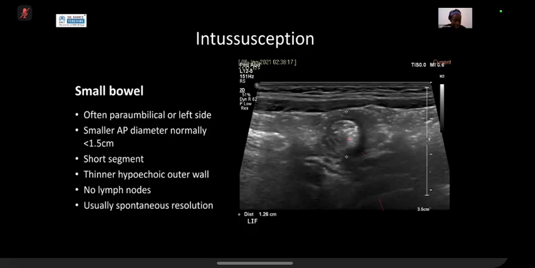And normally, even as you're scanning, they will disappear. So you'll scan, you'll see it, you'll take your images, you'll scan something else, you come back to that area, and it's disappeared, or it's in another different part of the bowel. And these ones, small bowel ones, do not require a reduction. So if you see a small bowel intussusception, you can just say it, tell the surgeons, but they don't require a reduction. Sometimes we'll repeat the ultrasound to make sure that they've resolved, or we'll repeat it if the patient's not clinically improving.